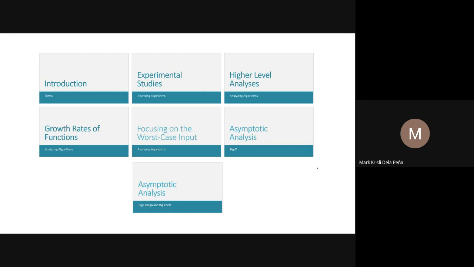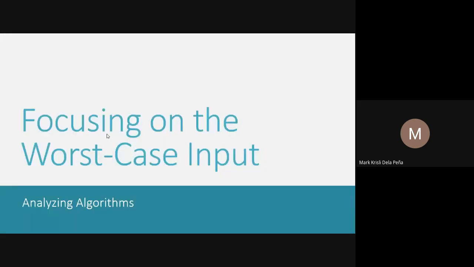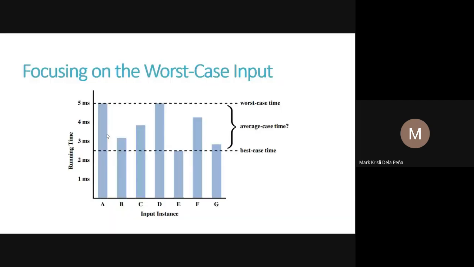Okay, so we are now done discussing growth rates. We proceed to the worst case scenario. Okay, this is just a tip. Why do we have to focus on the worst case of an algorithm?